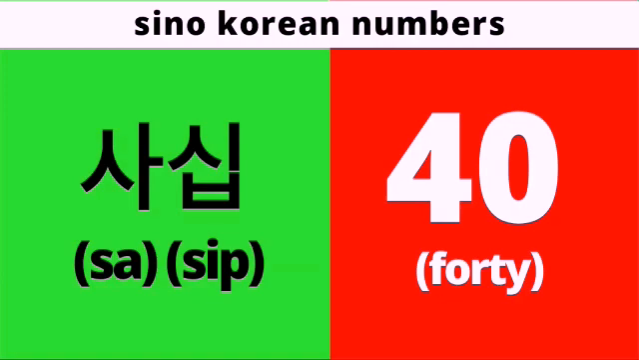Next is number 40. The Sino-Korean translation of this is sa ship. Sa means 4 and ship means 10. So it's the same as saying 4 sets of 10, and that is equal to 40. Therefore, the Sino-Korean translation of 40 is sa ship.